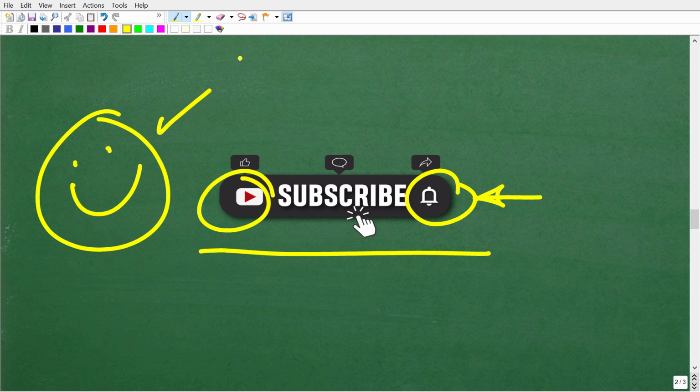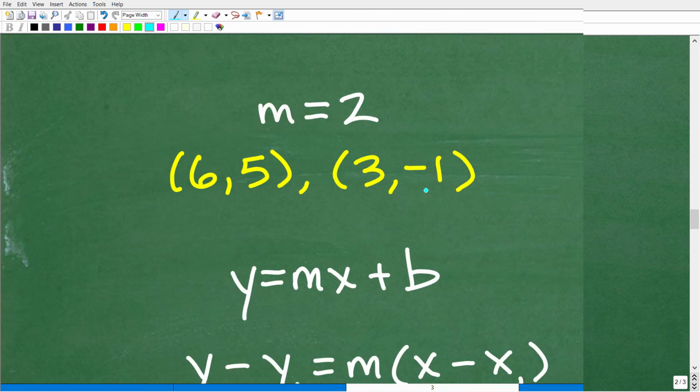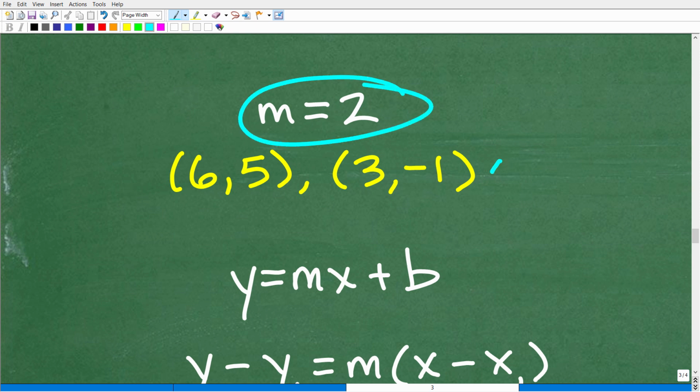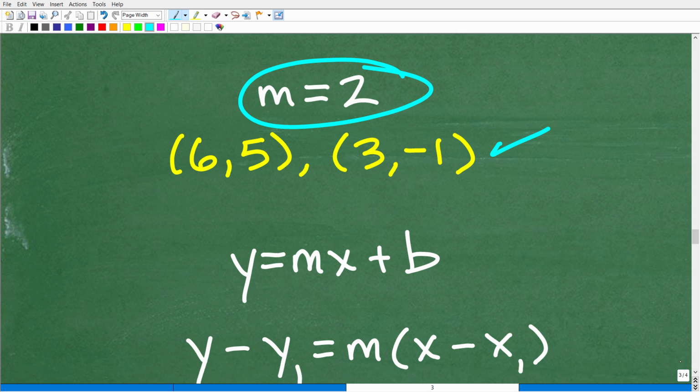All right, so let's get back to the problem. And now we have to take this to the next step and figure out the equation of this line. Now we have the slope of 2 and these 2 points. Now we have to find the linear equation, i.e. the equation of a line that runs through these 2 points and has a slope of 2.